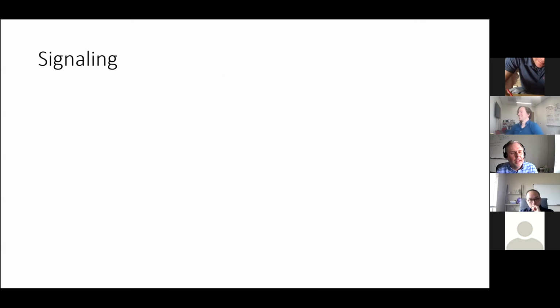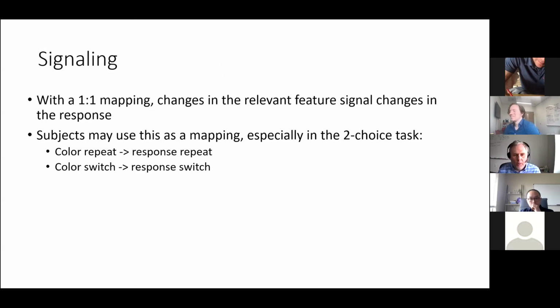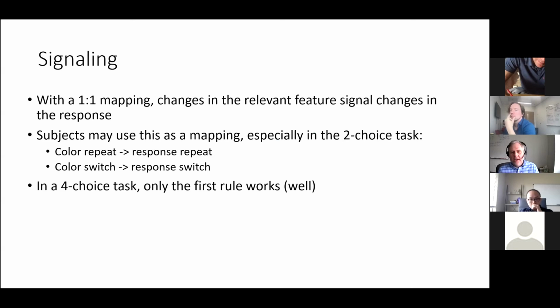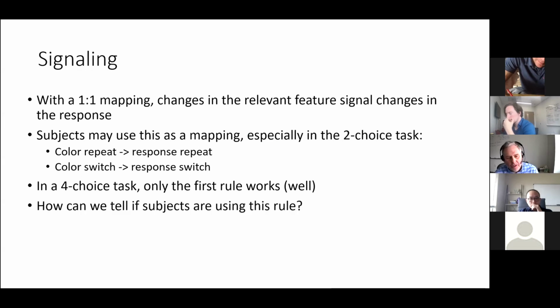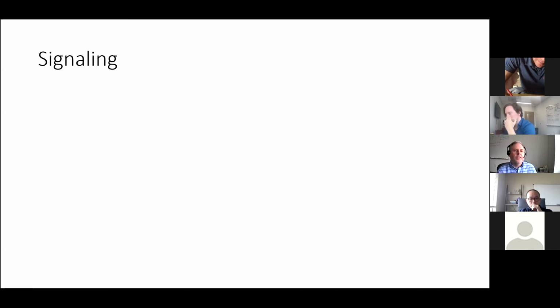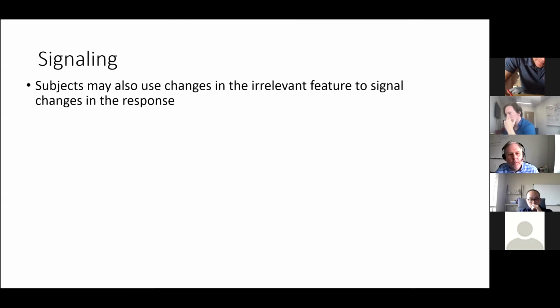So this is Daniel's term, but the idea here is that with a one-to-one mapping, you can use the change in the relevant feature to signal a change in the response, and that's all you need to know. If it's a 2-choice task, did the relevant feature change or not? And then you do the same thing with the response. And in the 4-choice task, the first rule, if the relevant feature, in this case the color, repeats, you can repeat the response, works well. The second rule, not so much. So how can we tell if subjects are using this rule and whether it has any role in these effects?